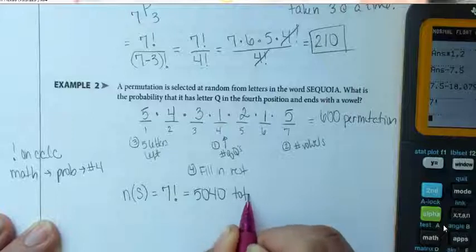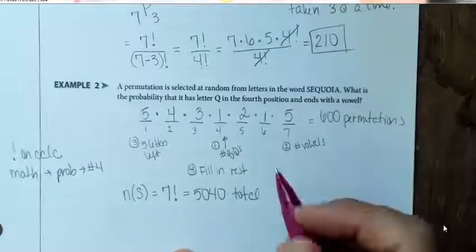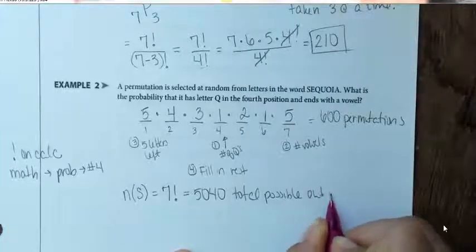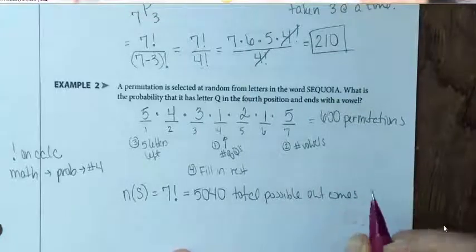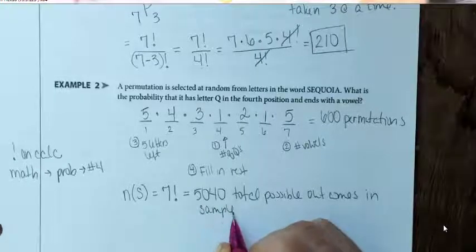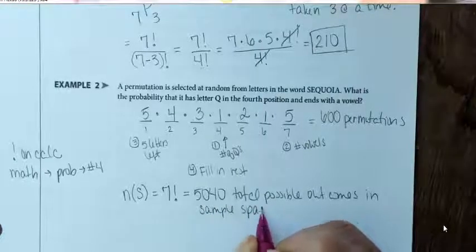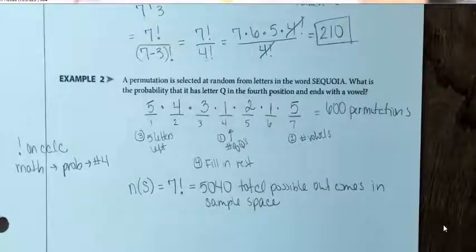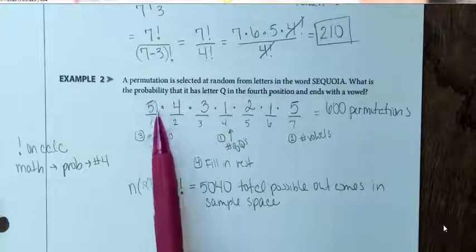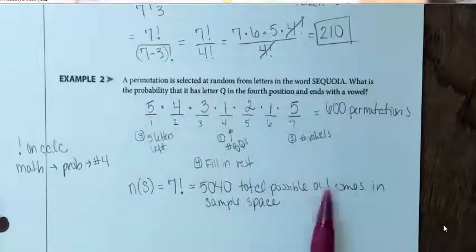And that's the total possible outcomes in the sample space. I haven't even answered the question yet. Because the question is asking me, what's the probability that this happens out of all the possible outcomes?